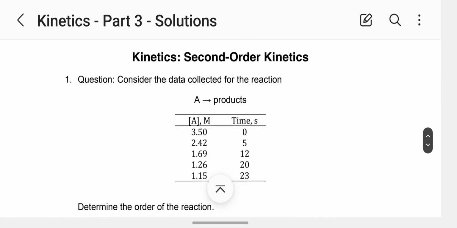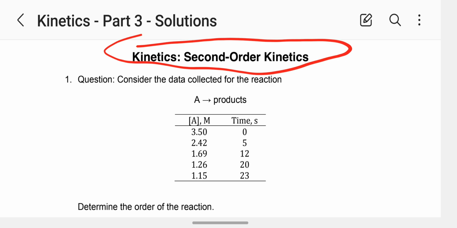Afterwards we have the second topic, which is kinetics, second order kinetics. Kinetics are chemical equations which are arranged according to the kinetic law of mass action, and reactions are mostly second order reactions. So considering the data collected for the reaction in which A changes to products, we have time and the mentioned values too. After mentioning all of the values, we can determine the order for the reaction also.